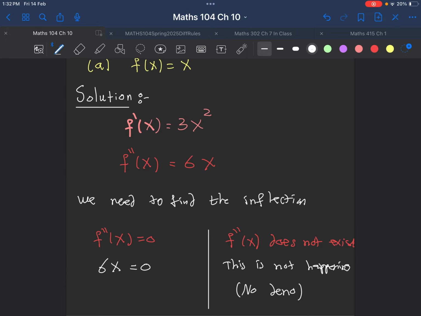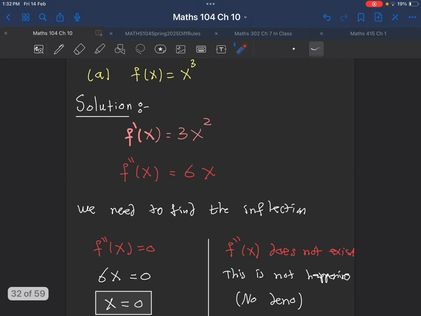Now, the second derivative is just 6x. So I will make 6x equal to 0. That means x equal to 0. And this is not the inflection point. This is a candidate to the inflection point. So what we need to do next is we need to know if it is concave upward or downward.